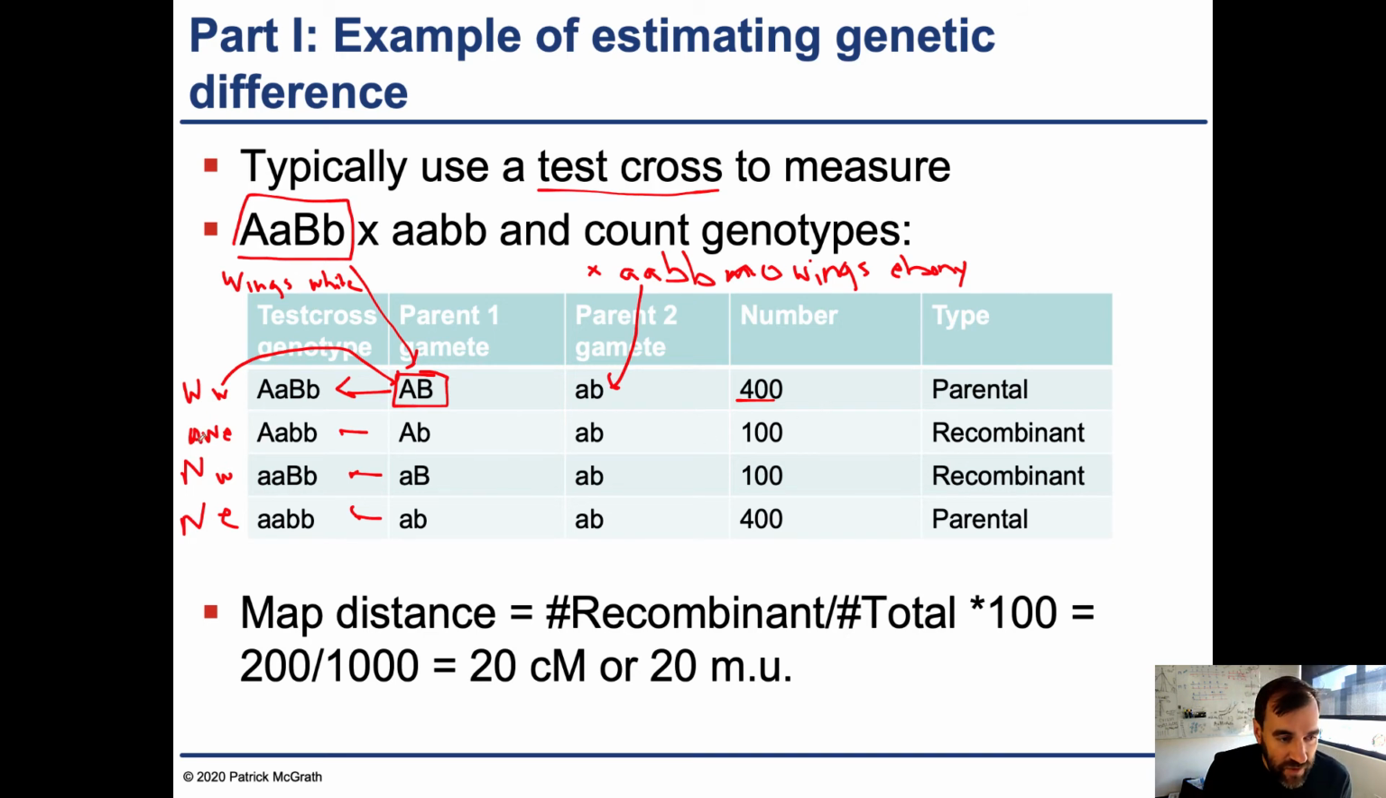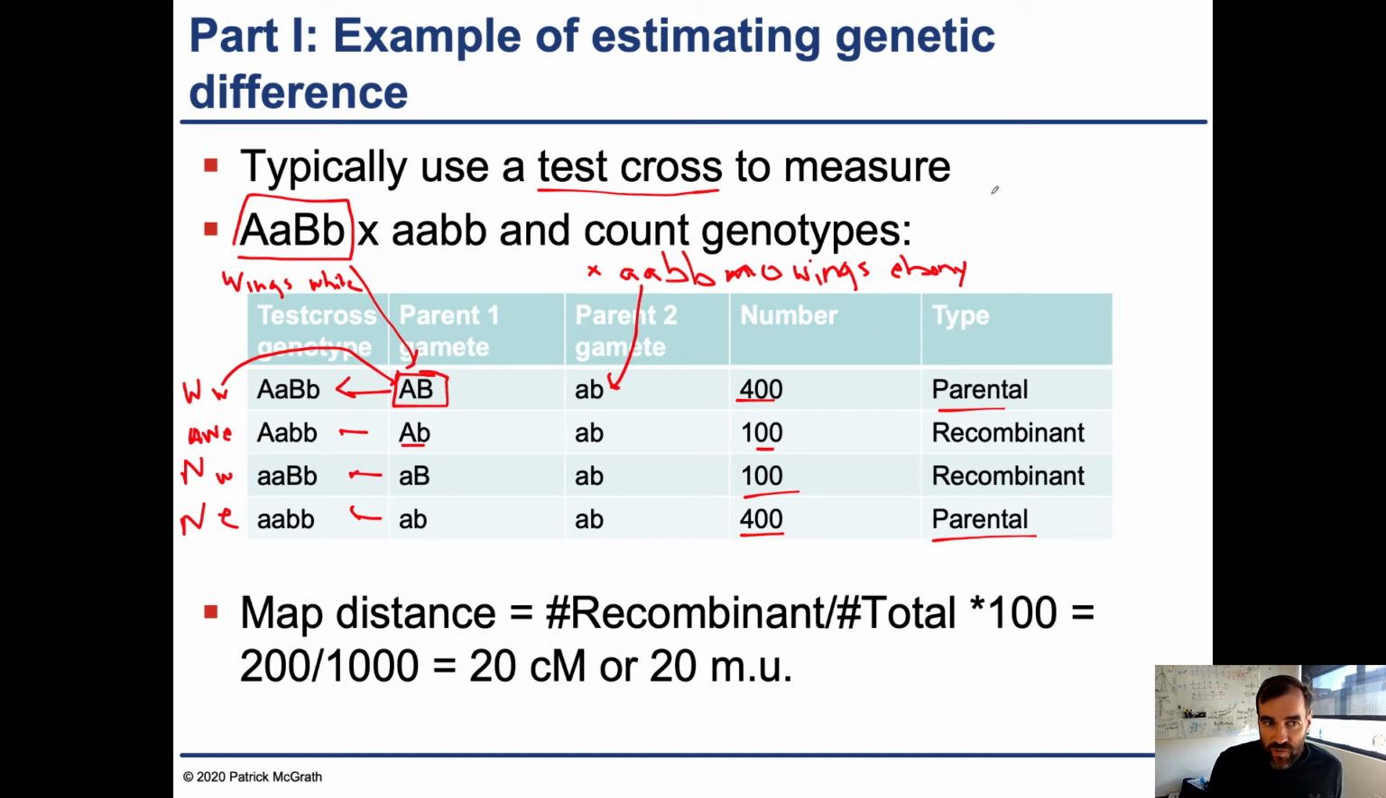So if we had 100 flies that were winged and ebony, then we would say there was 100 big A, little b gametes. And then 100 no-wing white flies, 100, and then 400 no-wing ebony flies, 400. So this data right here allows us to determine what the parental gamete combination was. So the parental gametes are always the most common. That's a rule that you should remember: parental gametes are always the most common.